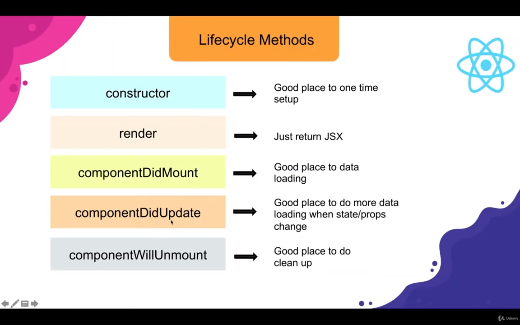Now, the componentDidUpdate method gets called every single time that a component is updated for any reason. Maybe our state changes or our component gets new props from its parent. So this would be a great location to also do some data loading that needs to be done every single time that a component is updated. So a good example of that would be if we wanted to make some type of network request every single time that a user clicks on a button or every single time that they enter some text into an input.